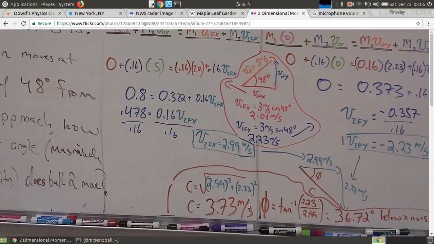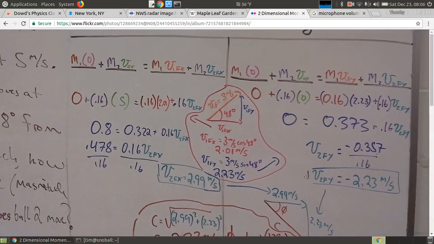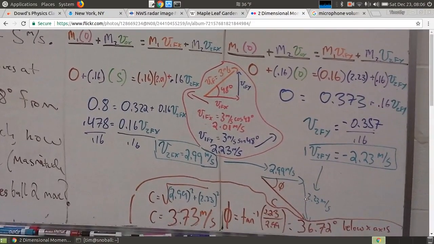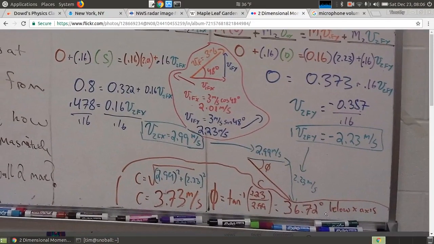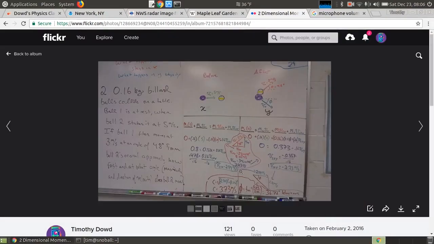So 3.73. And then to get the angle, since you know the sides of the triangle, you just do inverse tangent, and that gets you the angle. So all in all, a two-dimensional momentum problem is just two one-dimensional momentum problems. You solve for x, you solve for y. You figure out what the components of the vector you want are in x and y, and then you add them back together.